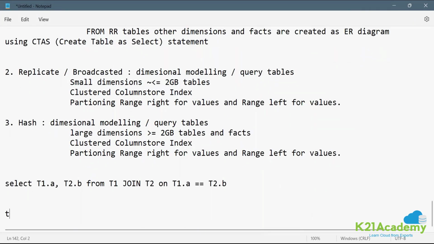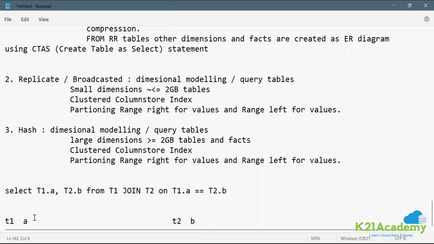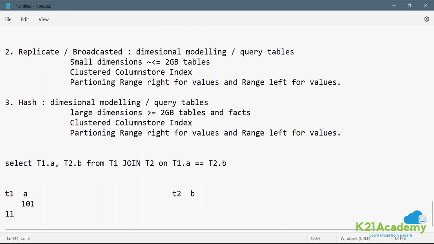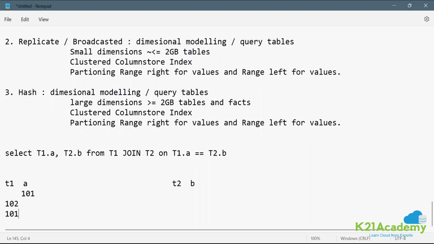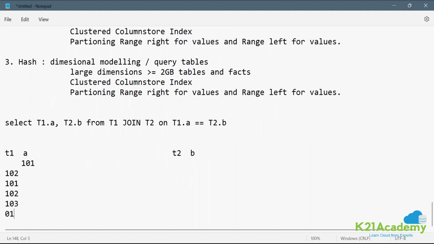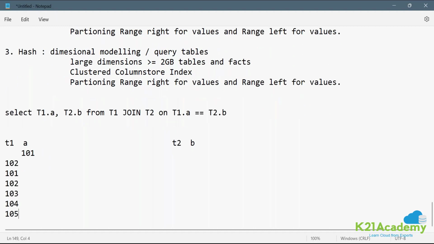Take a simplistic example. Let's say this is the table T1 and this is the column A of that table, and this is the table T2 and this is the column B of the table. Let's say A has values 101, 102, 101, 102, 102, 103, 104, 105. These are the rows in t1.a.